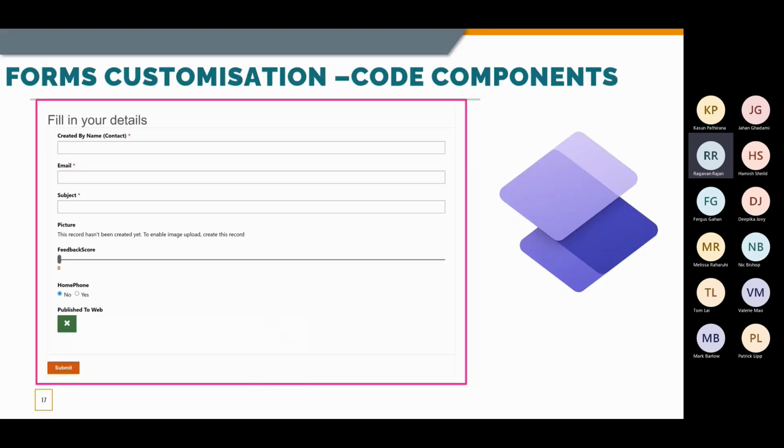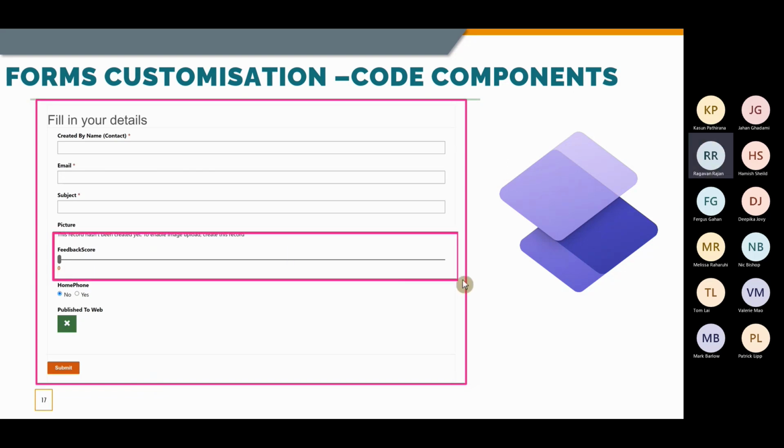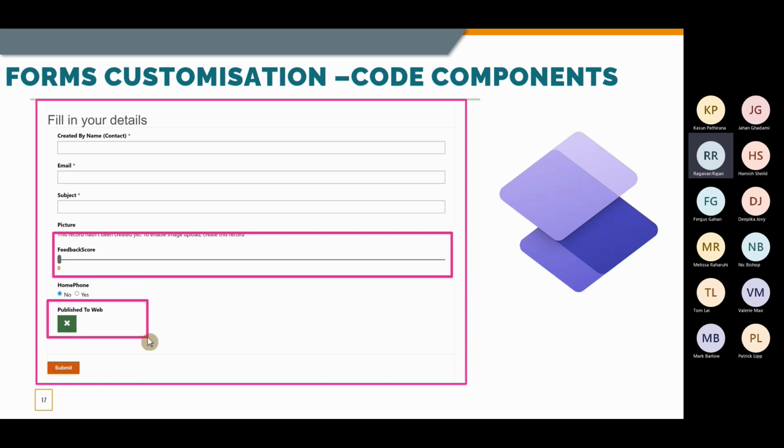So this is a traditional form where you can see there are two different things. This is one of the code components. You can see the feedback score, which is actually a numeric field. And there is also a publish to web, which is a different code component that I built for this demo. So you can see how we can render differently and show an enhanced visual experience to the customer. This is all possible through code components.